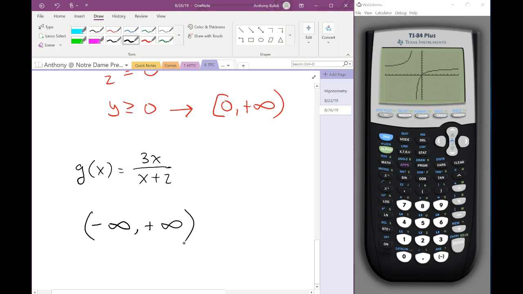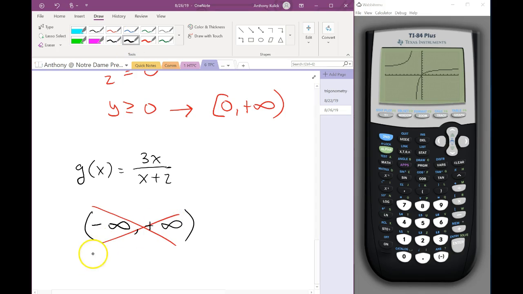Is what I've written correct? It's not in this case. What is the issue, though? Are all the y values used in between negative infinity and positive infinity? No, right? It looks like there's maybe something missing here in the middle. Everybody kind of see that?